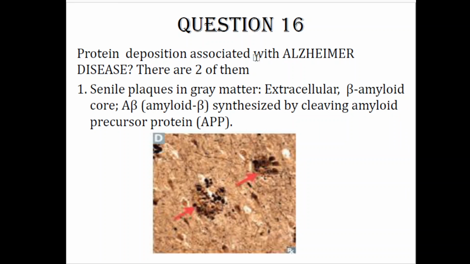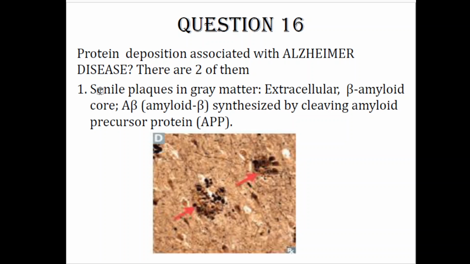Question number 16. Protein deposition associated with Alzheimer's disease. I don't know much of the detail of this question, but many students told me that the protein deposition associated with Alzheimer's disease was asked. There are two protein depositions that we see in Alzheimer's disease, and those are senile plaques. Senile plaques are extracellular beta amyloid core proteins. These are beta amyloid protein, which is synthesized by cleaving amyloid precursor protein, also known as APP.